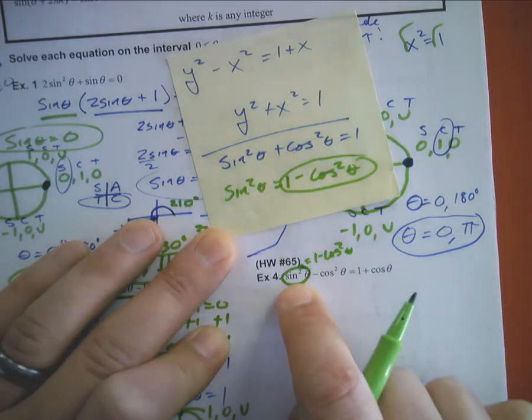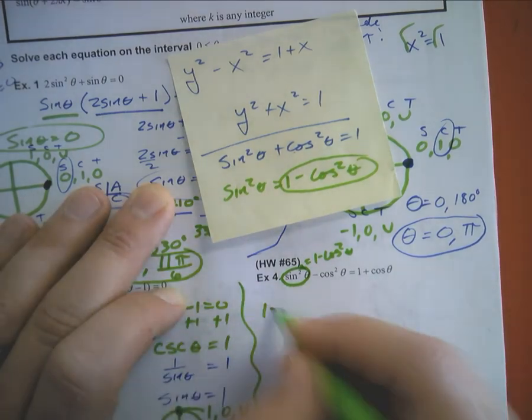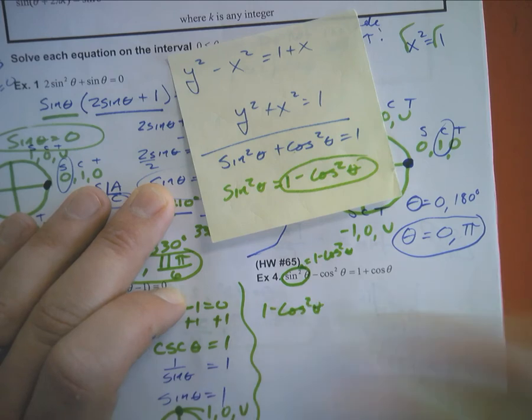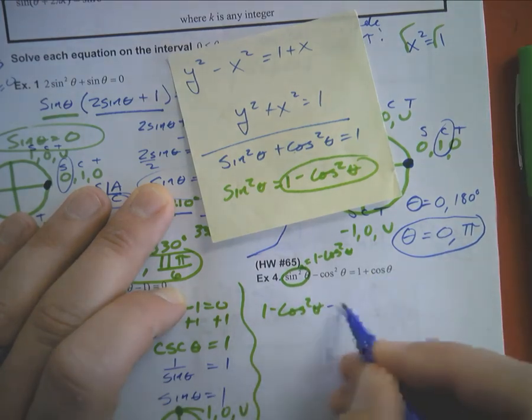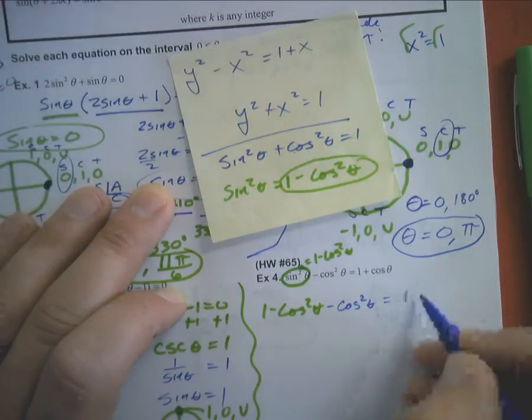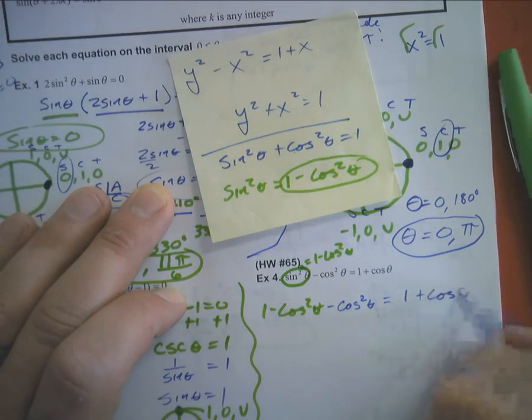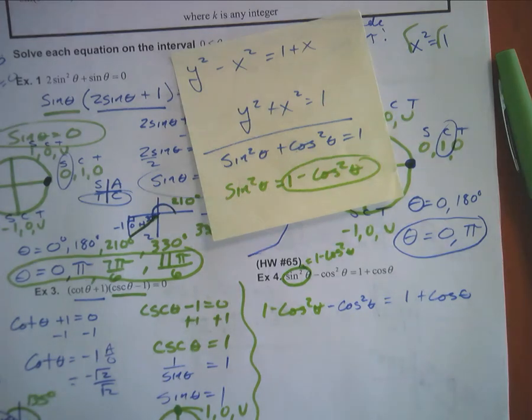So I'm going to replace this with 1 minus cosine squared. And now I'm going to write everything else here in blue. So I've still got a negative cosine squared of theta equals 1 plus cosine of theta. So now I have everything in the same terms, everything in terms of cosine. Or if you're thinking algebraically, everything in terms of x, right?